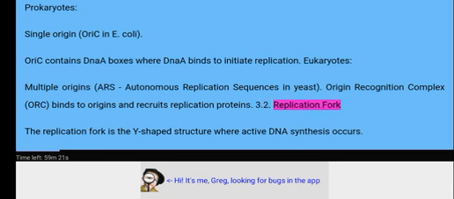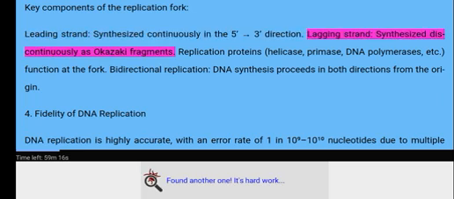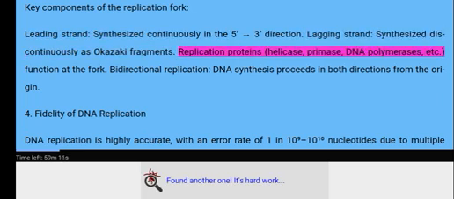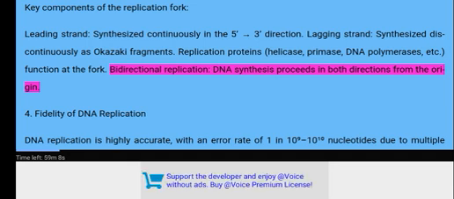3.2. Replication fork. The replication fork is a Y-shaped structure where active DNA synthesis occurs. Key components of the replication fork: Leading strand, synthesized continuously in the 5' to 3' direction. Lagging strand, synthesized discontinuously as Okazaki fragments. Replication proteins: helicase, primase, DNA polymerases, etc. Function at the fork: bidirectional replication, DNA synthesis proceeds in both directions from the origin.